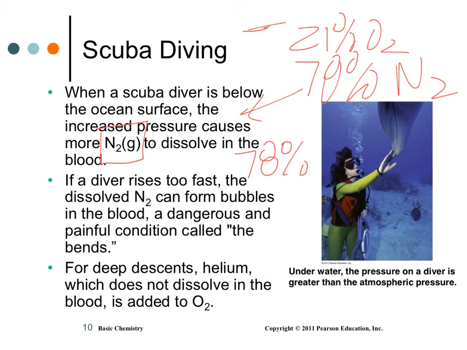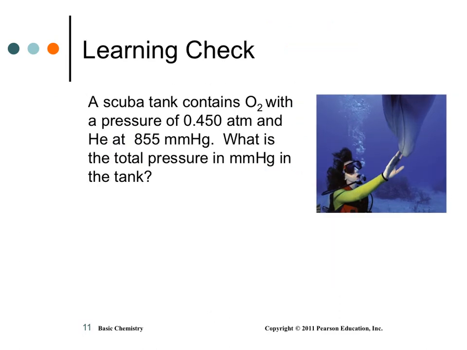So what happens is when you dive, that nitrogen gas starts to dissolve in the blood. If a diver comes up too fast, the dissolved nitrogen can form bubbles in the blood, a dangerous and painful condition called the bends. For deep descents, helium, which does not dissolve in the blood, is added to O2. So they basically are going to give you a lot more oxygen and try to remove that nitrogen if you go on deep descents. It can basically burst your eyeballs out. It's kind of crazy. You could be bleeding from your eyes and your ears and so forth if you do get the bends.